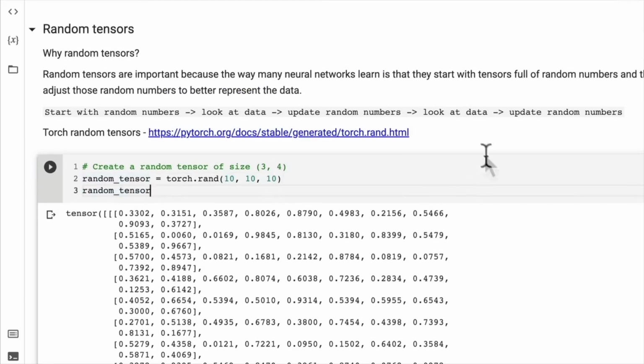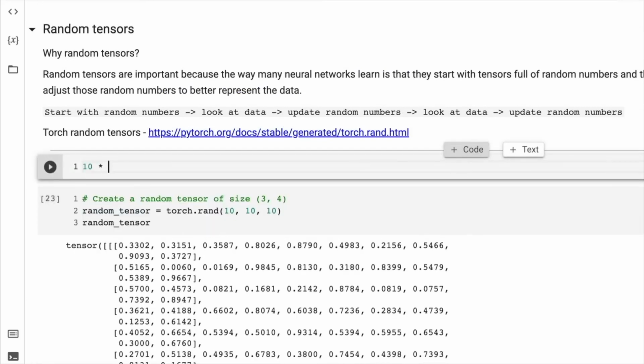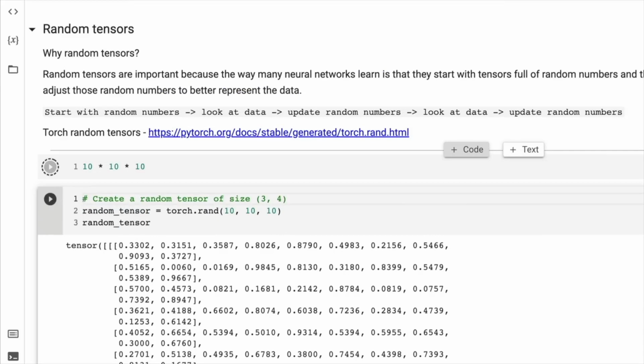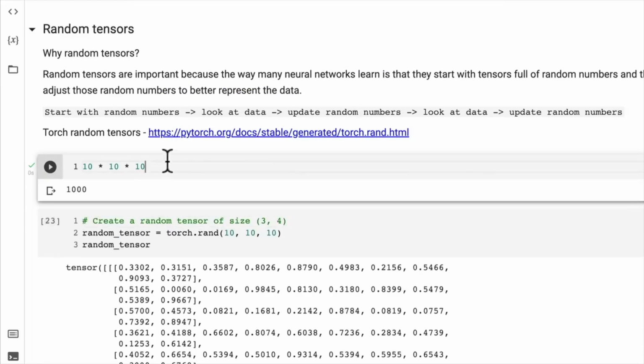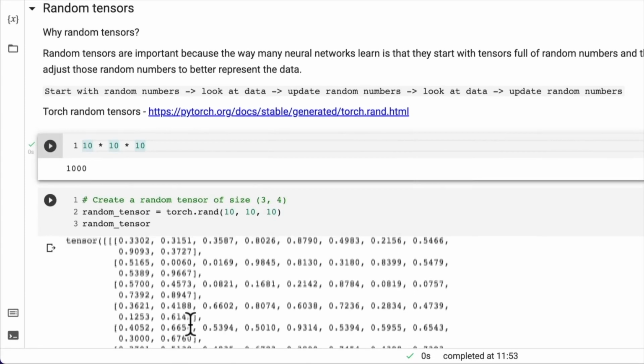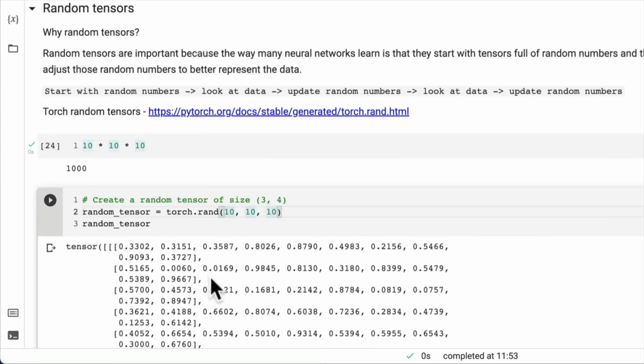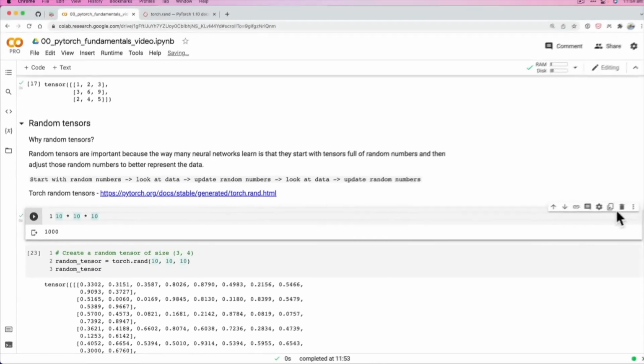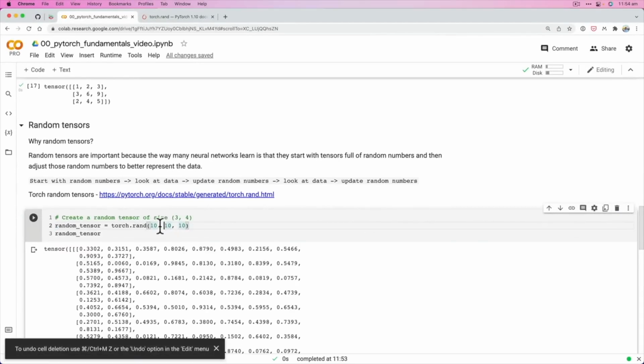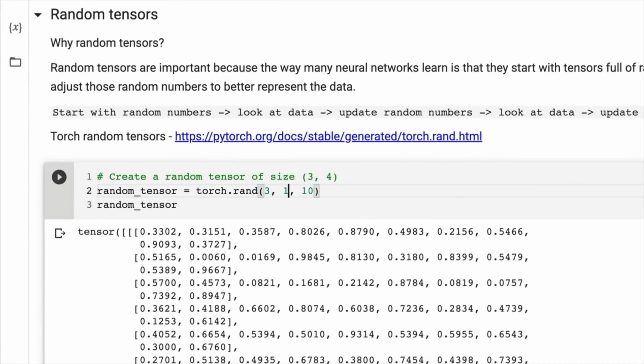We can find out what 10 times 10 times 10 is, and I know we can do that in our heads, but the beauty of Colab is we've got a calculator right here. 10 times 10 times 10, we've got 1,000 elements in there. But sometimes tensors can be hundreds of thousands of elements or millions of elements. But PyTorch is going to take care of a lot of this behind the scenes. So let's clean up a bit of space here. This is a random tensor.